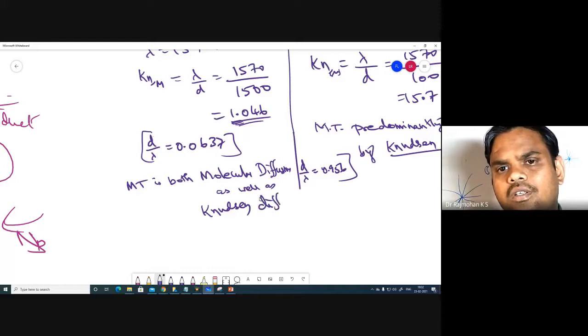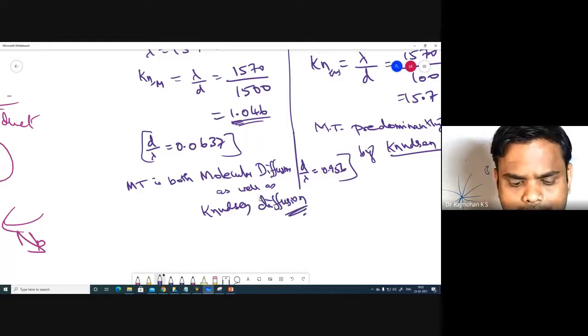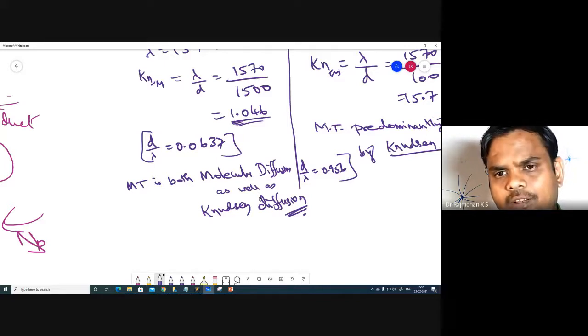Knudsen diffusion. Okay, so can we find DAB? This is only for the Knudsen number, whatever is to be done. But to find the DAB value, you should first, okay, this is one stage.